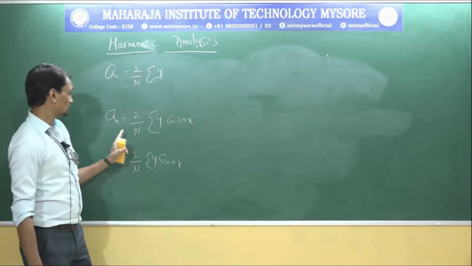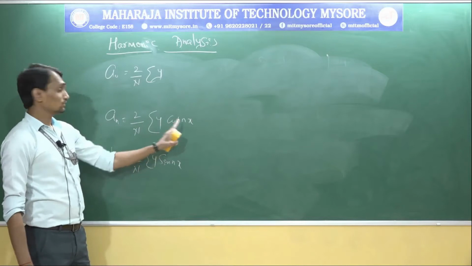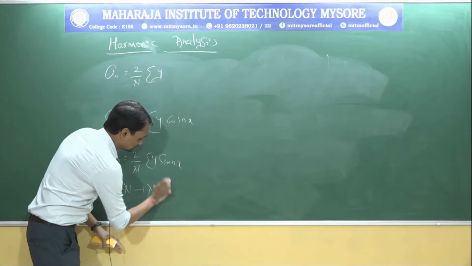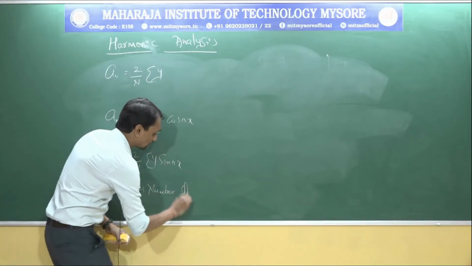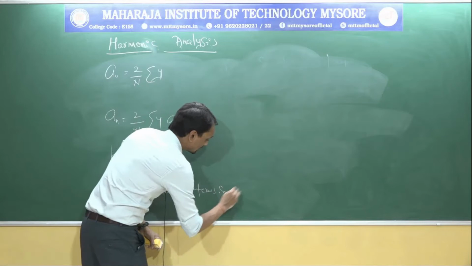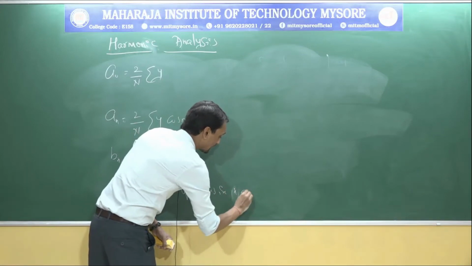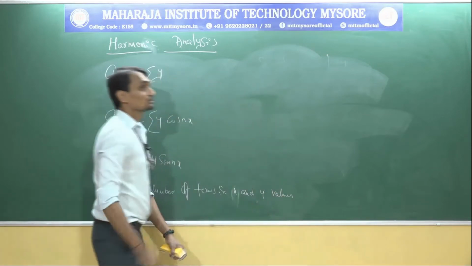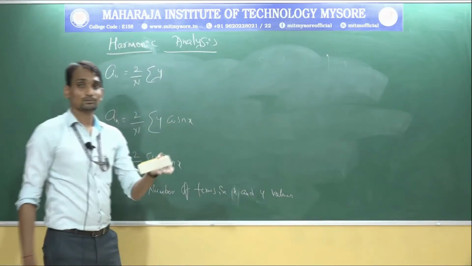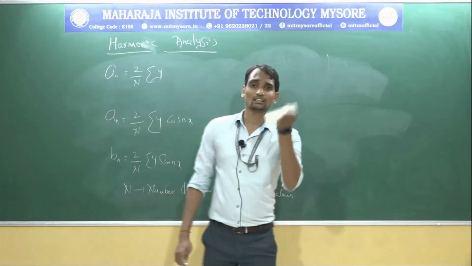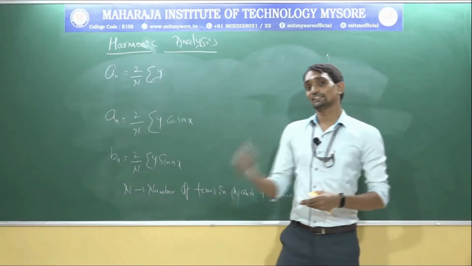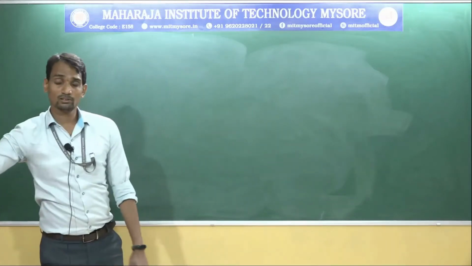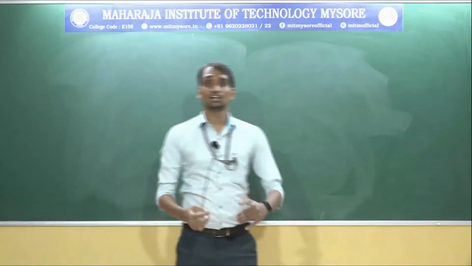For a periodic function, it is 2 by n into summation of y into cos nx or sin nx, where n is the number of terms in x and y values. How many terms do we count? If x contains 5 terms, take n equal to 5. If it contains 6 terms, take n equal to 6. I will solve one problem on harmonic analysis.